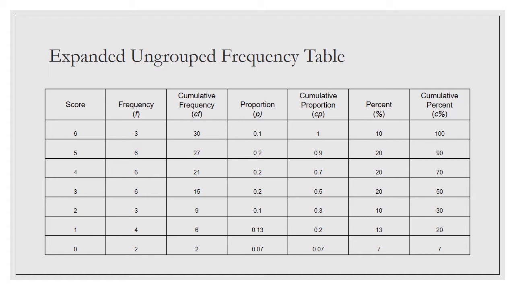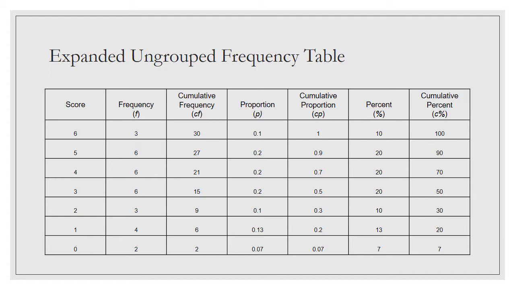So if we go across, we'll just go across score of 4. We can see that a score of 4, 6 people fell into that as frequency F. Cumulative frequency means that at that point or below, there were 21 people. So scores of 0, 1, 2, 3, and 4, that's 21. The proportion of people that scored a 4 is 0.2. The percent, kind of skipping one column over, is 20%. So those two are linked, proportion and percent. They're just different ways of stating the same thing.